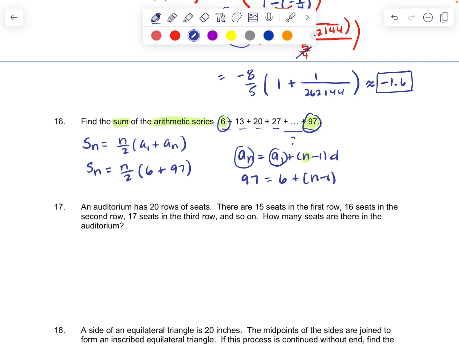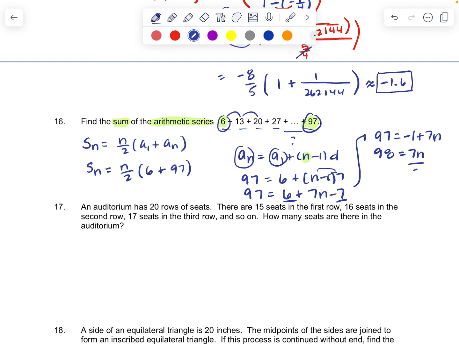I don't know n. And the common difference, well, how am I getting from term to term? It looks like I'm adding 7. So if I solve this, I'm going to get 97 equals 6 plus, distribute this guy, 7n minus 7. So that's going to give me 97 equals 6 minus 7 is negative 1 plus 7n. If I add 1 to both sides, I'm going to get 98 equals 7n.